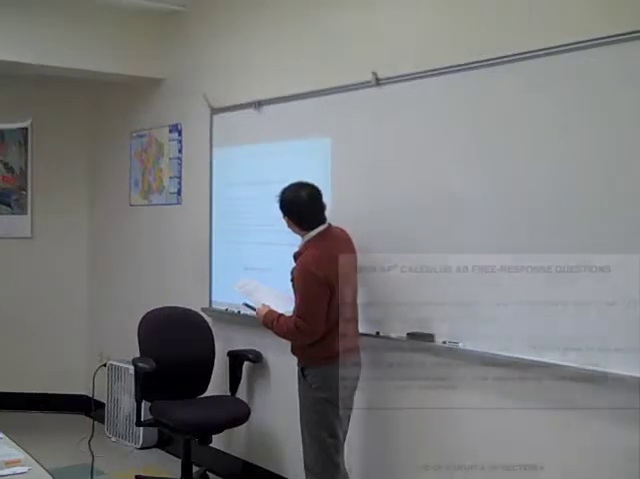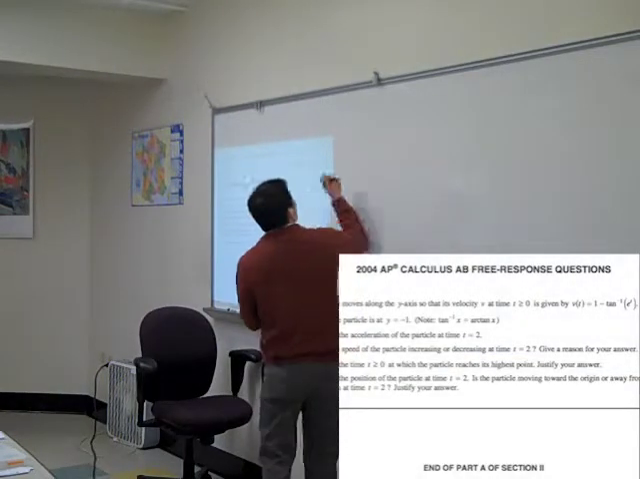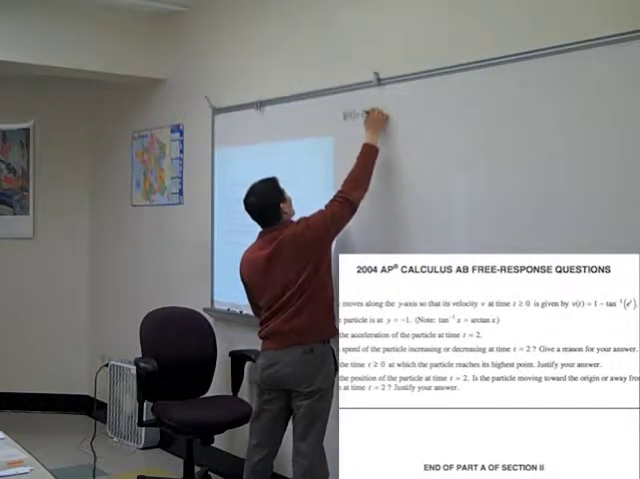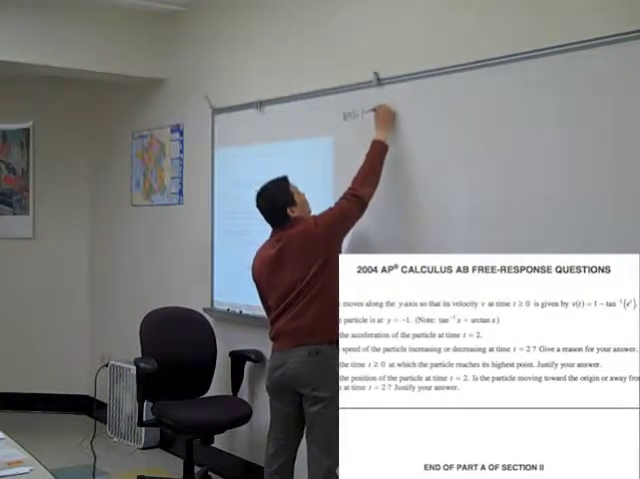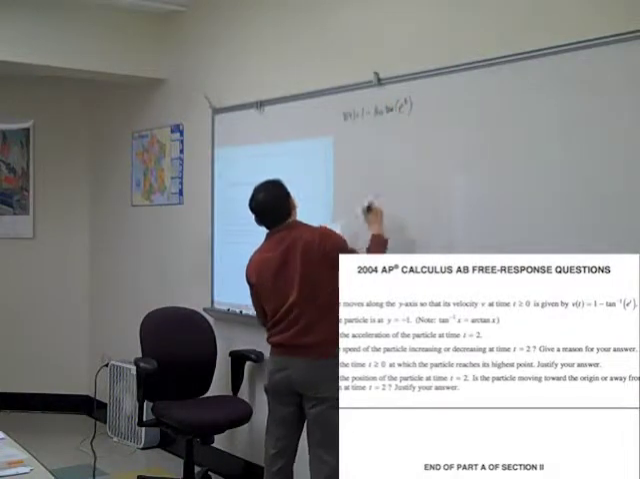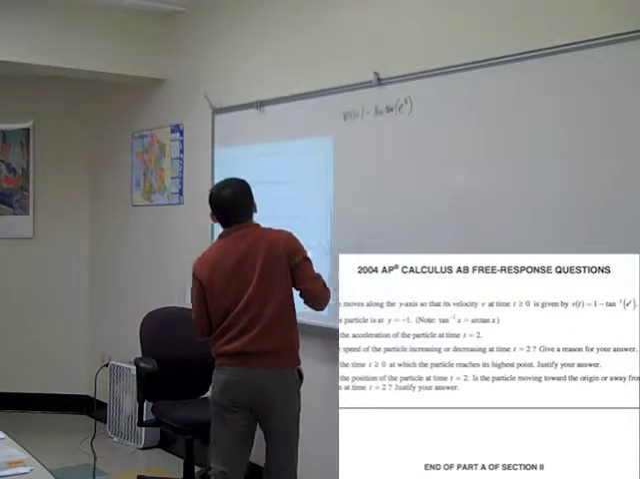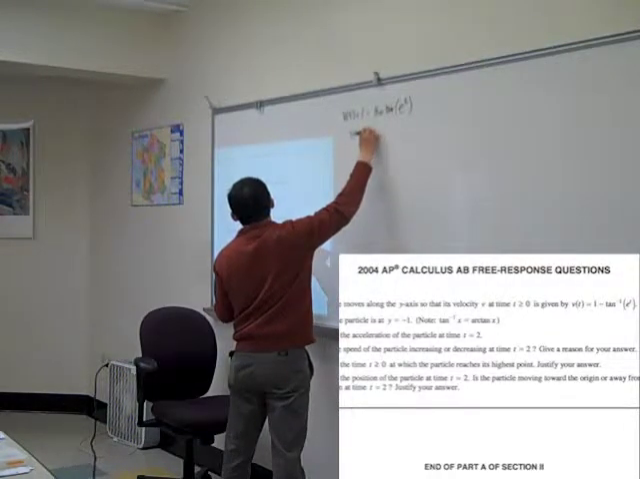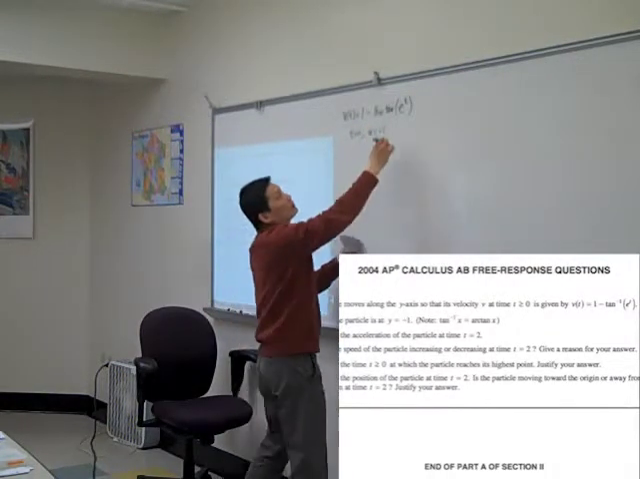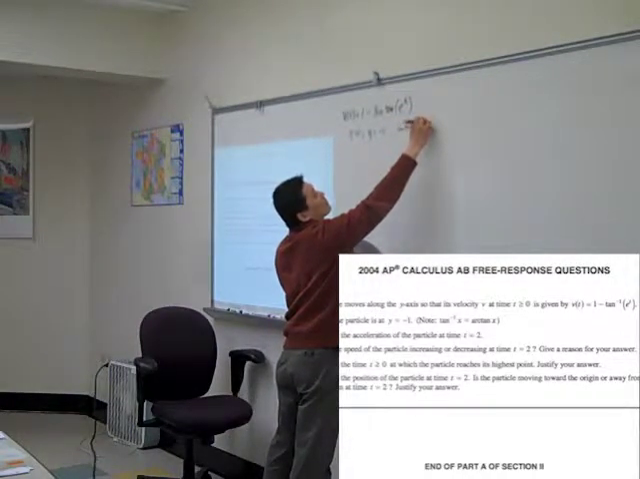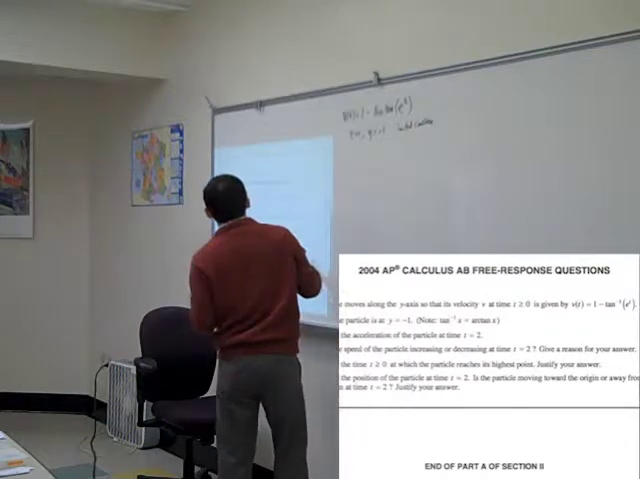This is going along the y-axis, and we are given velocity v of t is equal to 1 minus arctangent e to the t. And we also say that at time t equal to 0, y is equal to -1. This is what we call the initial condition, and that's very important to remember.